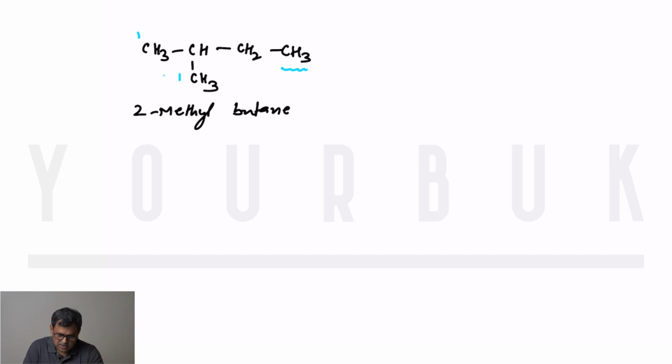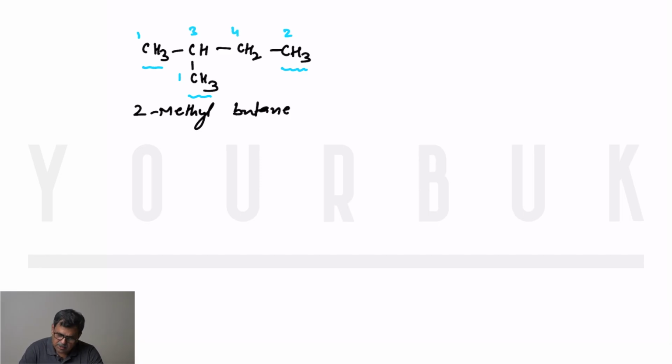this CH3 is bonded to CH. This is also bonded to CH. So they both have the same environment. So this is set number 1. Now this CH3 is bonded to CH2 and has a different environment. So it is set number 2. This is set number 3. This is set number 4.